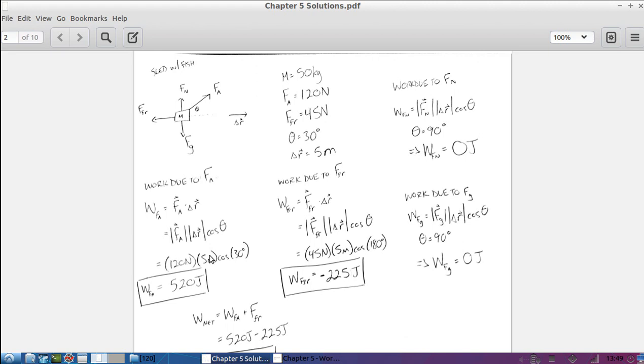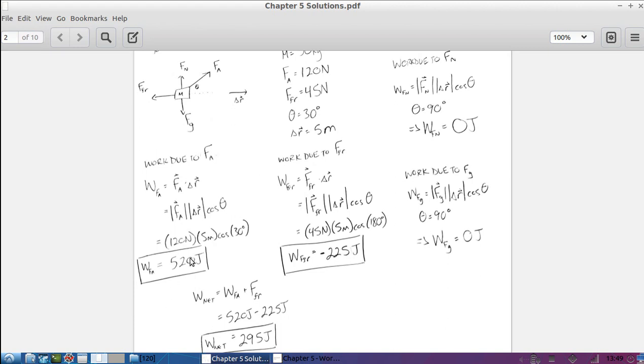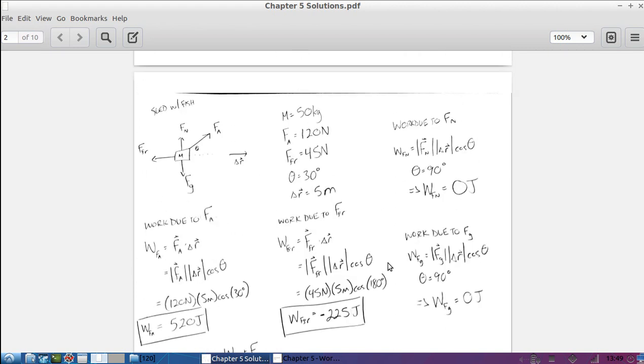Remember, Newton meters, that's a joule. 520 joules of work, it's positive. The component of the force that's causing the displacement is in the same direction as the displacement. So we've got work due to the applied force, good. Let's calculate work due to the friction force.